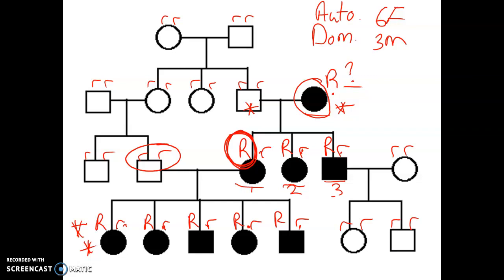So once again, follow the rules I outlined in the first lecture video on if it's an autosomal or sex-linked trait, or if it's a dominant or recessive trait, and then from there you can work out and determine what the genotypes are of most individuals over many generations. Thank you.